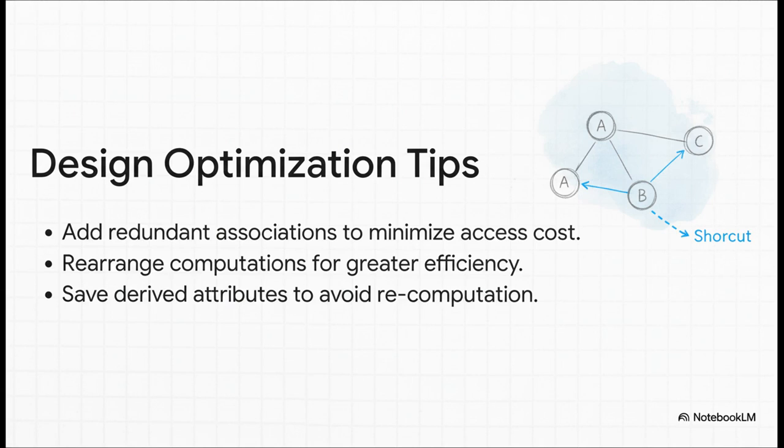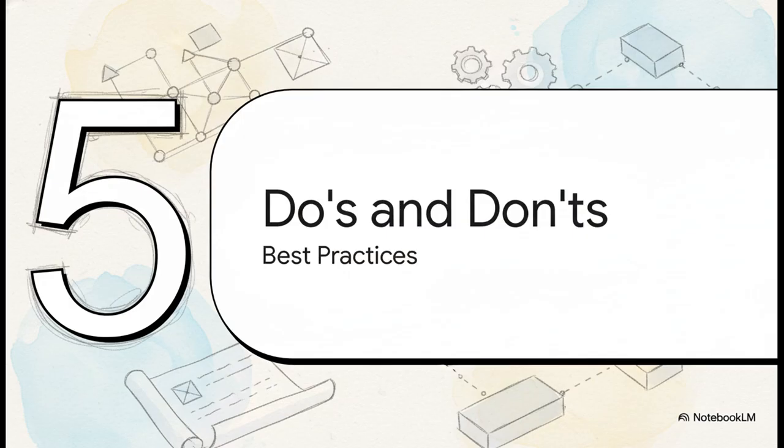Sometimes that might mean adding a shortcut between two objects to make looking up data faster. It means looking at a complex calculation and thinking, can I rearrange these steps to be more efficient? And a classic one is saving derived attributes. Basically, any value you calculate from other data. You save the result so you don't have to waste time recomputing it over and over again. It's kind of like caching, but you're thinking about it at the architectural level. It's a game changer.